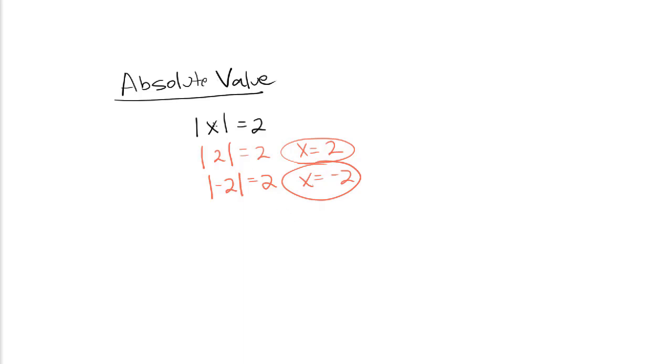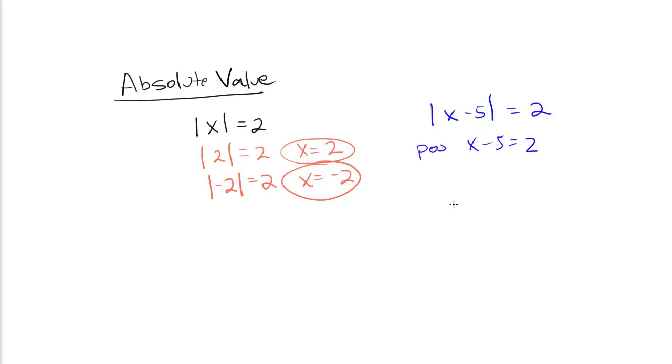So, okay, what if x is a more complicated expression? Who says it has to be just simply one variable? What if I said absolute value, instead of just x, x minus 5 equals 2? How would we go about solving that? Well, again, we know x minus 5 could evaluate to the positive 2. So we set up our positive case solution.